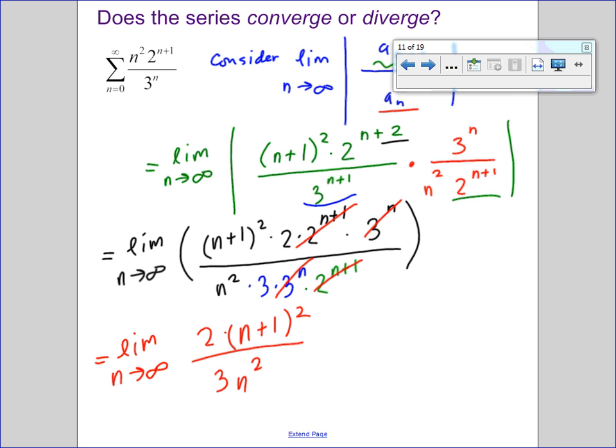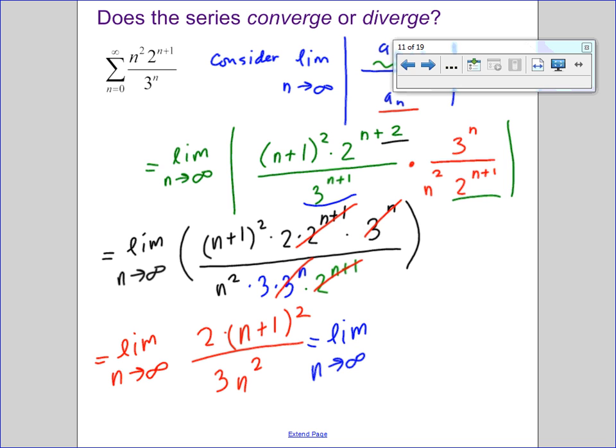Well, I don't know what that is either, but I do recognize if I were to expand this, I get an n squared plus dot dot dot, and over here I get an n squared, and that n squared over n squared, my dominant terms, right? Looks like they'll behave the same way, and so I'm thinking this is going to end up being 2/3, right? Which is less than 1, so this should converge. However, we can still show that algebraically. We don't even have to do L'Hopital's rule, really.